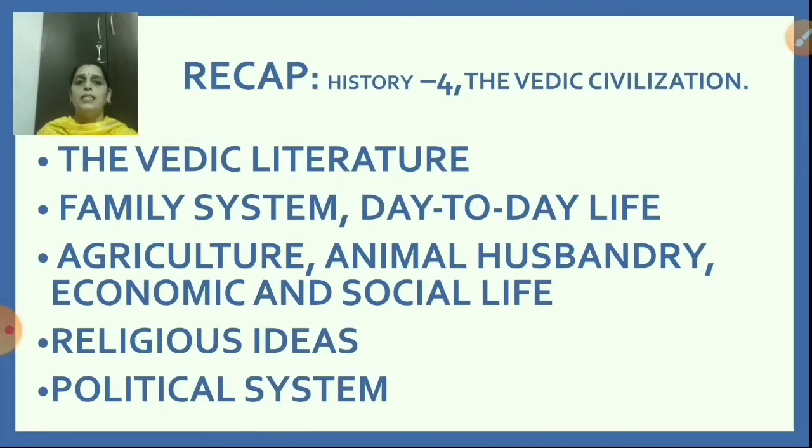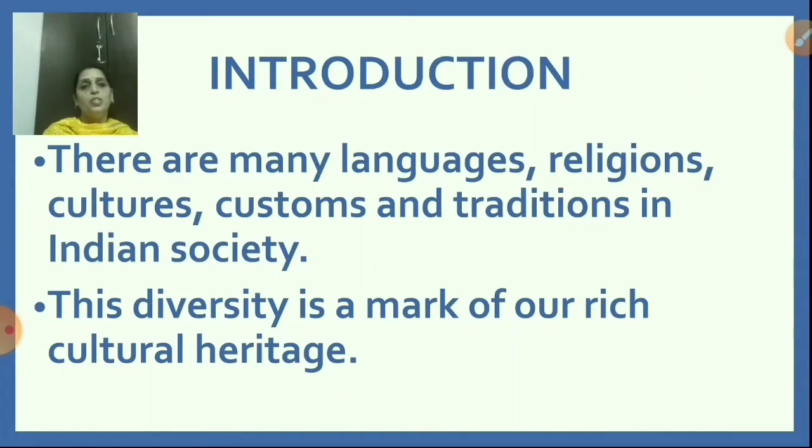But before that, let's take a short recap of the fourth chapter of history. We have done the Vedic civilization. In it, we had learned the Vedic literature, family system, day-to-day life, agriculture, animal husbandry, economic and social life, then religious ideas and political system. And today we are going to learn the diversity in society.